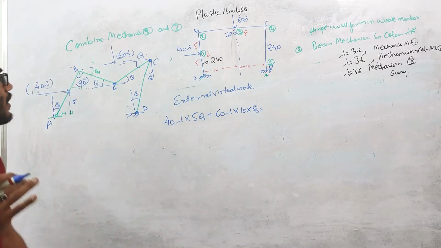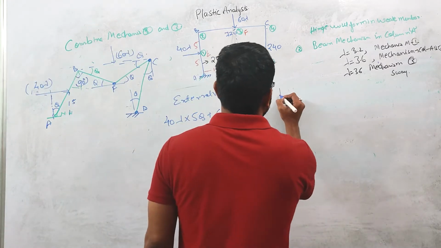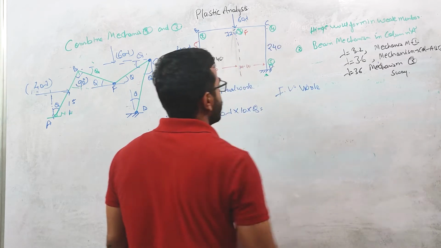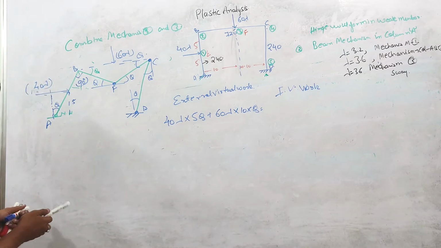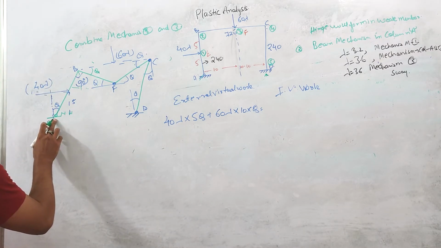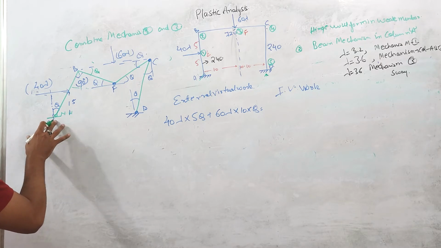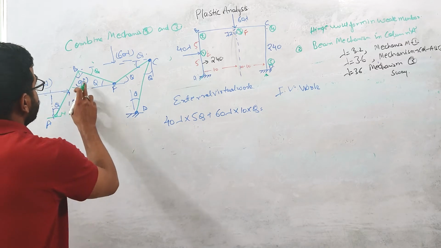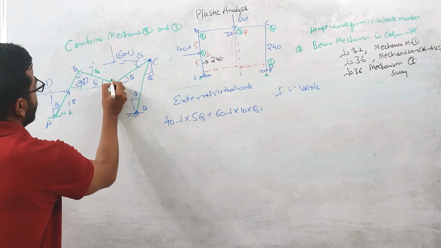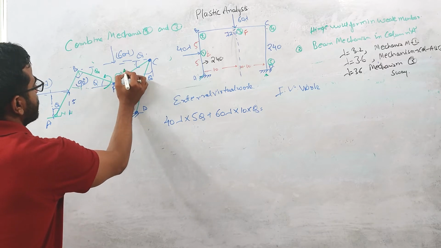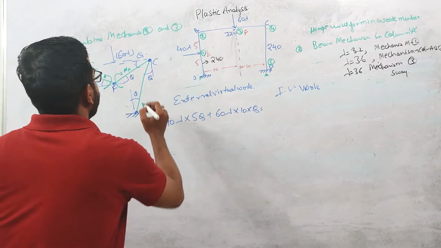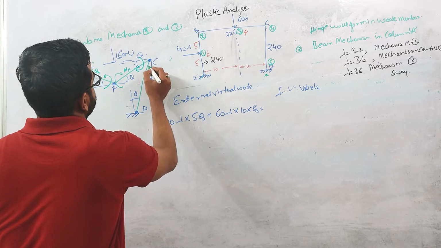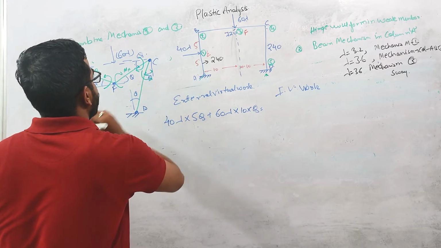So this is external virtual work, and this should be equal to internal virtual work. And what is internal virtual work? At this point there will be no plastic movement, because this is the point of natural hinge, right? At this point there is no plastic hinge, so no work done. At this point this is the direction of MP. Similarly, if this is the direction of rotation, the direction of the MP will look like this.